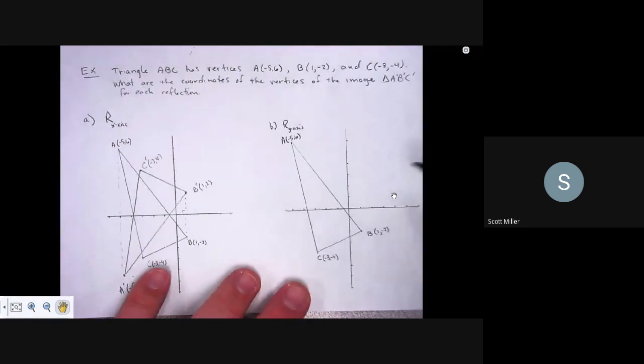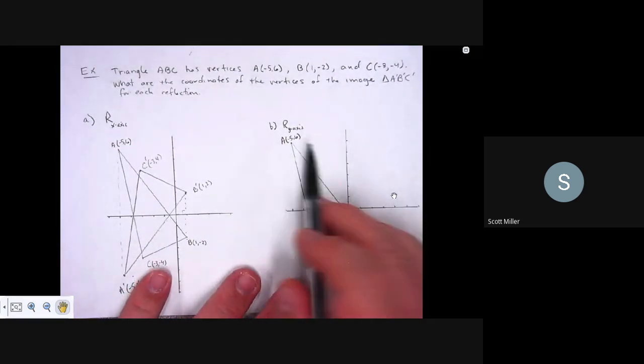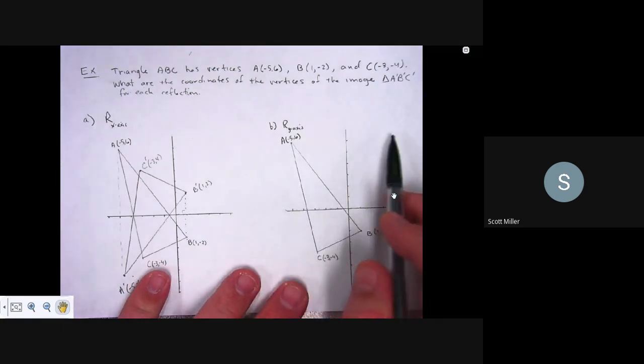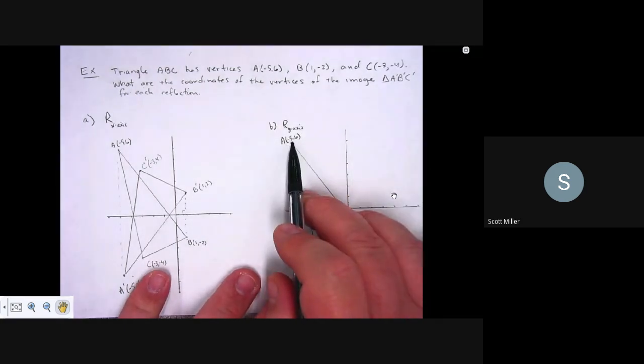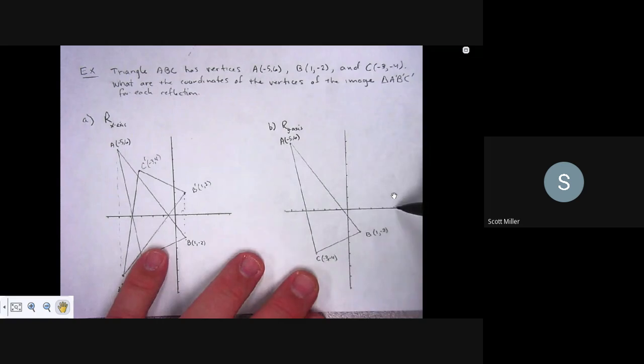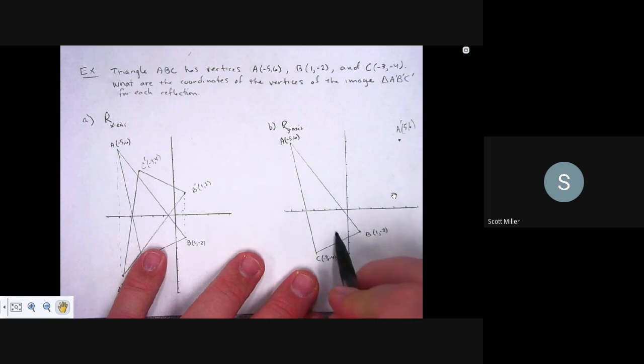Okay, so if I do this one over here, I'm reflecting across the y-axis. So the y value will stay the same, but the x will change sign. So this point A becomes positive 5, 6, and then up to 6. So this point right here will become A prime, 5, 6. 1, negative 2 becomes negative 1, negative 2. And this point right here comes over to here at negative 3, positive 4.